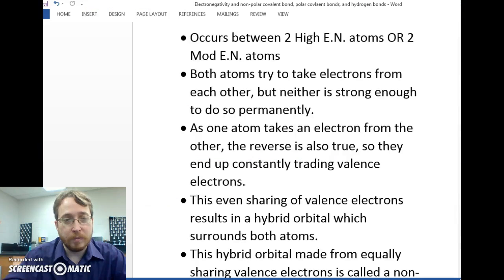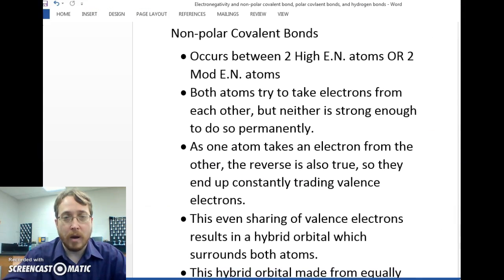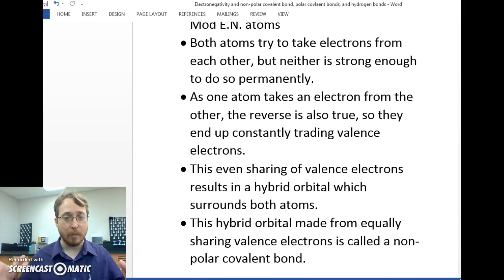So let's review. A nonpolar covalent bond occurs between two highly electronegative atoms or two moderately electronegative atoms. Both atoms try to take electrons from each other, but neither is strong enough to do so permanently, like in ionic bonds. As one atom takes an electron from the other, the reverse is also true, so they end up constantly trading valence electrons. The even sharing of valence electrons results in a hybrid orbital which surrounds both atoms. And this hybrid orbital, made from equally sharing valence electrons, is called a nonpolar covalent bond.